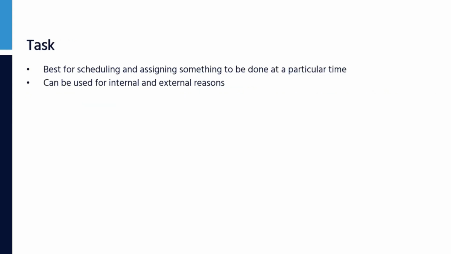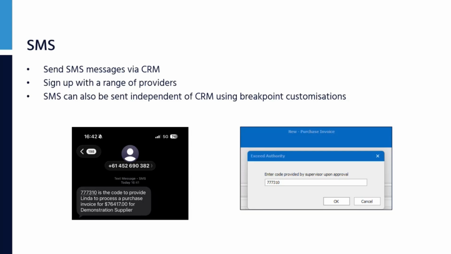From a task perspective, this is basically very similar to a task that you can create in Outlook or any other kind of system that creates tasks. It's best for scheduling and assigning something. So a task is more about setting something up that needs to be done at another time. And you can use them for internal and external reasons. So it could just be you just want to send a task to someone to organize or to check the kitchen supplies on Monday and place an order on Tuesday if need be. So you can do those kind of things internally and externally.